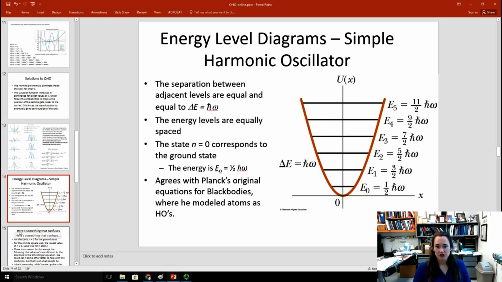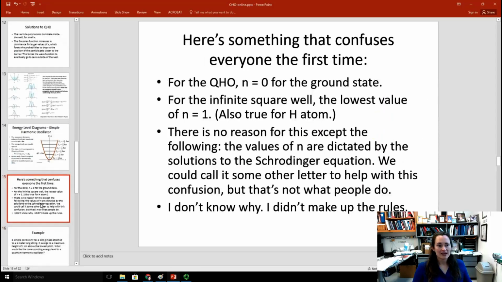Now, in that equation, (n + 1/2) h bar omega, n is equal to 0 for the ground state. This confuses everybody the very first time they see it, because for the other quantum systems that we've solved, like the infinite square well or the hydrogen atom, n starts at 1 for the ground state. So you're just going to have to remember that the principal quantum number starts at 0 for the quantum harmonic oscillator, and it starts at 1 for many of the other systems that you're studying in this course. Sorry about that. That's just the way it is.